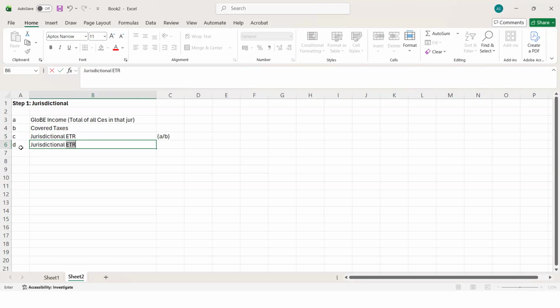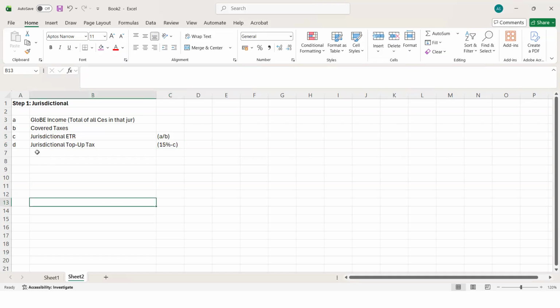Now, after I find the jurisdictional ETR, then what I will do, I will calculate the jurisdictional top-up tax. How do I do that? It is nothing but 15% minus C. Yes or no? Fantastic. Once I get the jurisdictional top-up tax, then what do I do?